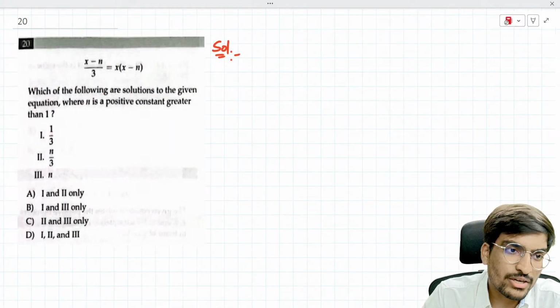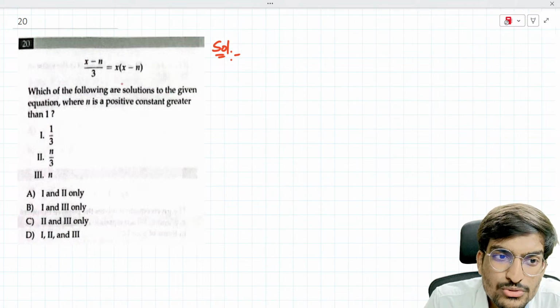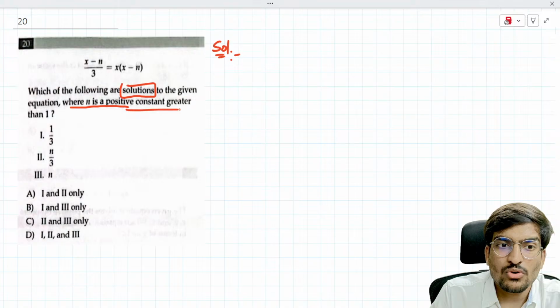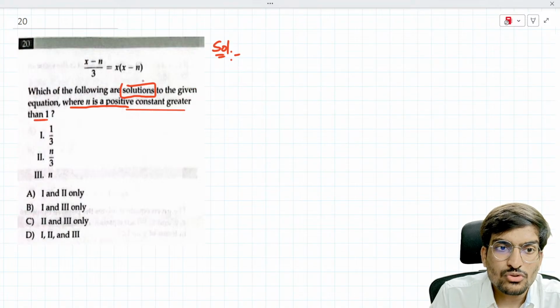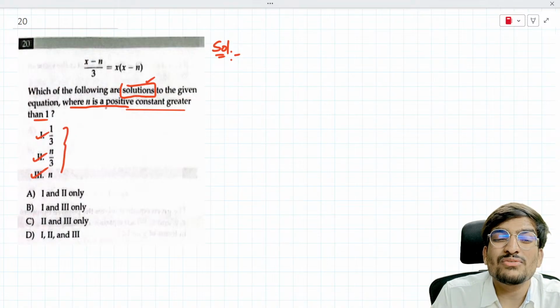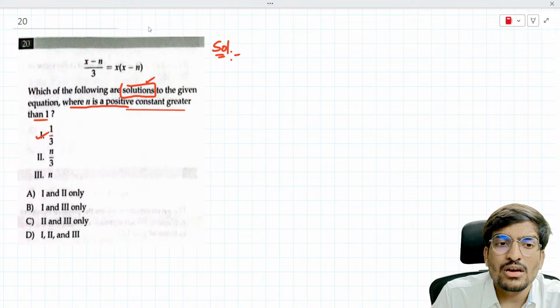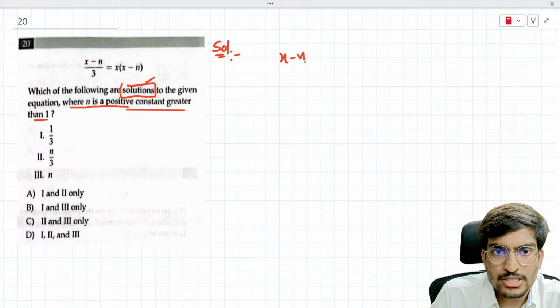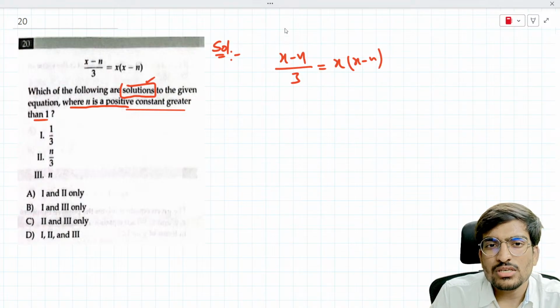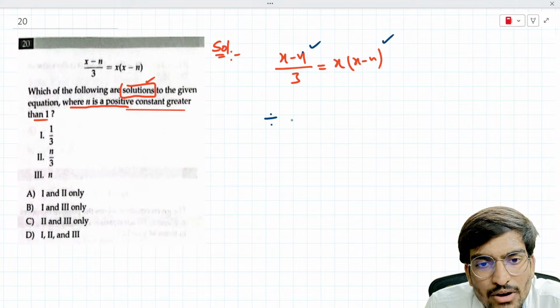Here, the given question: which of the following are solutions to the given equation, where n is a positive constant greater than 1? Fine. So which of these three are the solutions for this given equation? How to get it? (x − n)/3 equals x times (x − n). So you see, x − n is common. So what we do? Divide x − n on both sides.